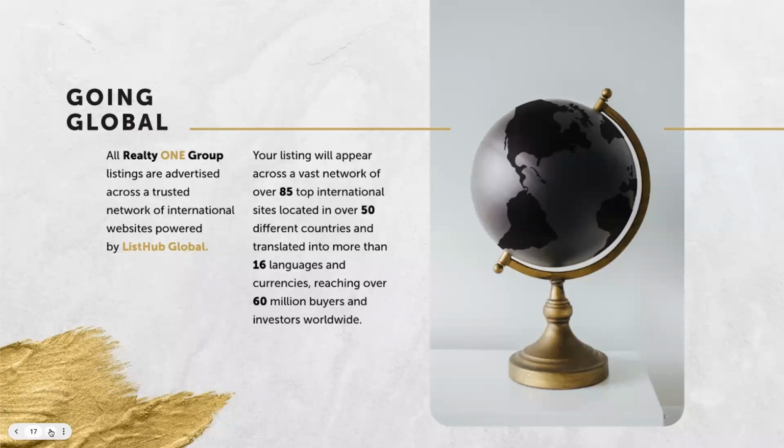All right, here's the global part. So in our network of over 85 top international sites located in over 50 different countries and translated in 16 languages, we reach over 60 million buyers and investors worldwide. So those stats speak to some people, especially analyticals, but they're good to have. It's good to know. So with List Hub Global, which our company automatically puts our listings into, we could potentially have a buyer from another foreign market or overseas.